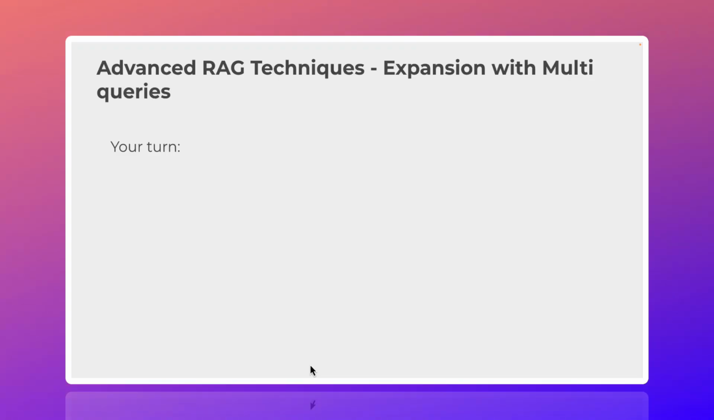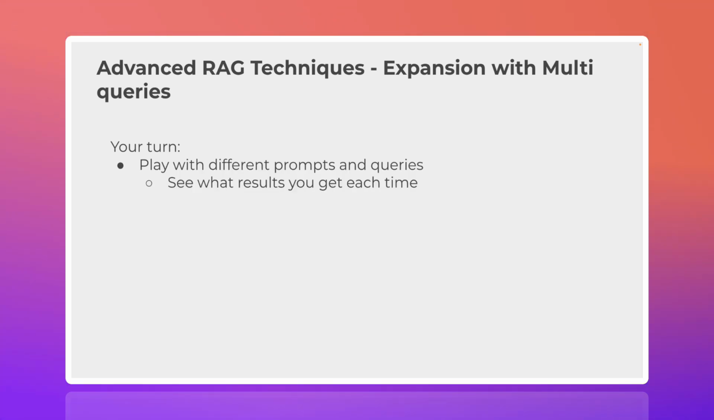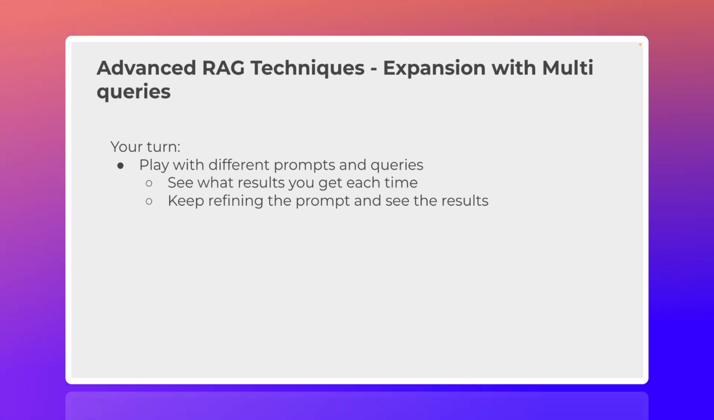But before we move forward here, I would like for you to do a challenge. What I want you to do is to play with different prompts and queries to see what results you get each time. So keep refining the prompt and see the results. This is very important because, as we've talked about, the prompt is what guides everything for you to be able to get those multiple queries that are related to the query, which is going to influence, of course, the documents that you end up getting from the vector database.